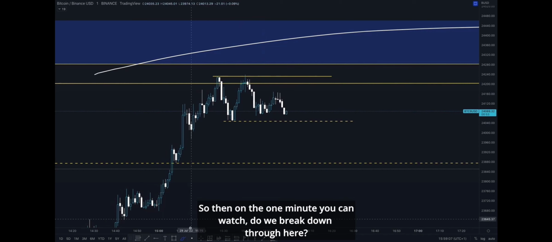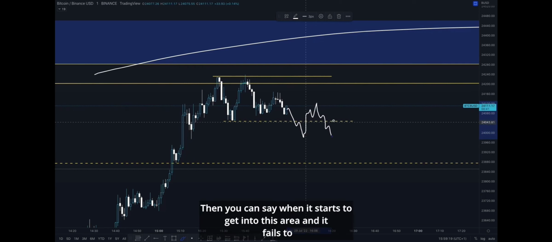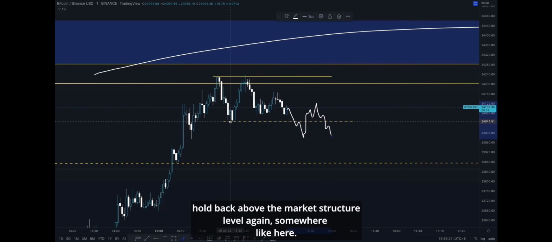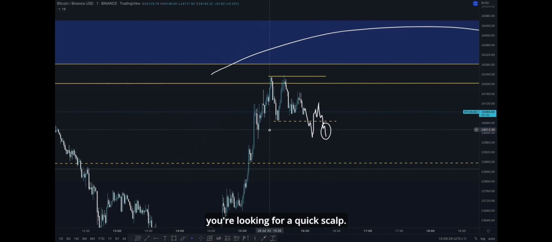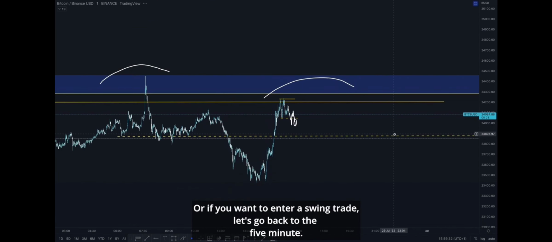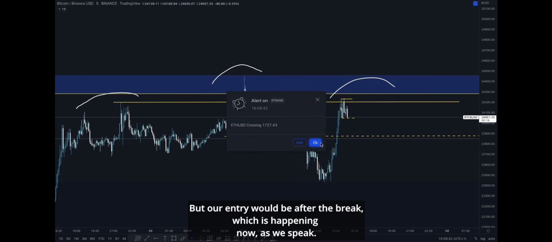So then on the 1 minute, you can watch: do we break down through here? If we do, and we bounce back up and we retest and fall off, then when it starts to get into this area and it fails to hold back above the market structure level again, somewhere like here, you can look at entering your short, and you can call this the high if you're looking for a quick scalp. Or if you want to enter a swing trade, let's go back to the 5 minute. But our entry would be after the break, which is happening now as we speak.